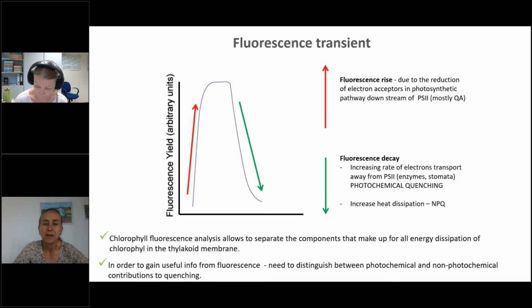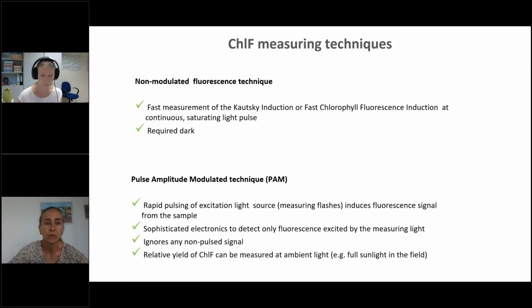So I will not go into detail anymore because I think we heard very well about the fluorescence yield and how we can understand the different states of the fluorescence decay. So basically with chlorophyll fluorescence analysis, I think we can say that we can very effectively separate the components that make up all the energy dissipation. And I will talk mainly about the tools that we can use for characterizing the individual components.